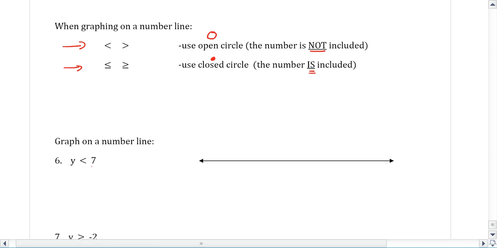So let's graph number 6 on a number line here. And it's stating that y is less than 7. So since it's less than 7, it does not include 7. I'm going to put an open circle on the 7. And less than is going in the smaller direction. So it's all the numbers moving to the left of 7.